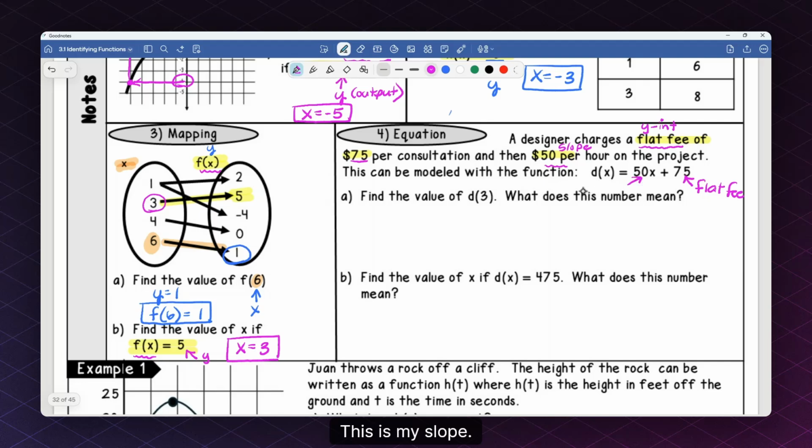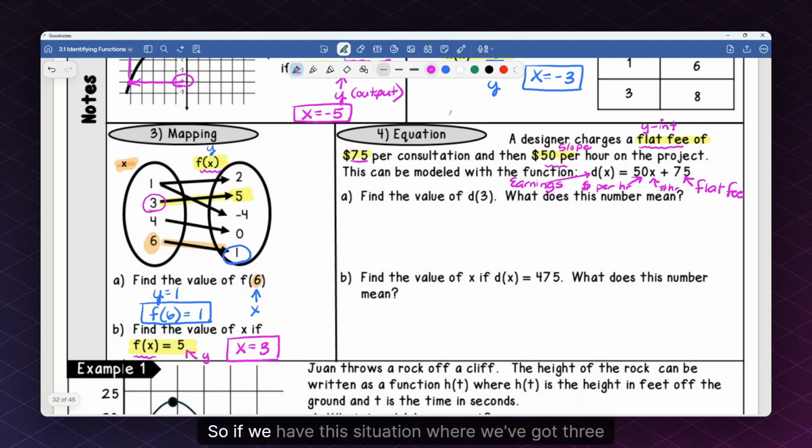This is my slope. This is how much they make per hour, so this is money per hour. And this X here is going to be the number of hours. However much they're working is going to be X. And then D of X kind of makes sense: money per hour times number of hours worked plus their flat fee. This guy here is going to be earnings. Okay, so that's what all the little components mean.